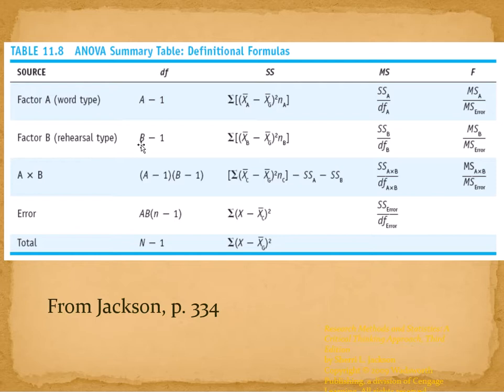Same thing for B. In this case, B just represents how many groups there are for B, which is 2, minus 1 for our degrees of freedom. Sums of squares, same way that we did it before. Instead of using the group means for word type, now we're going to use them for rehearsal type. Mean squared is done the same as before. And for the F, instead of using mean squared A, we use mean squared B over error.